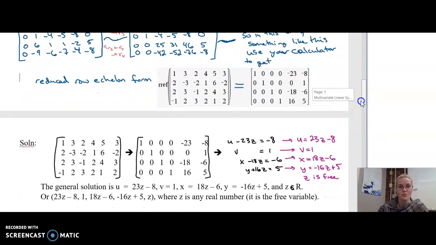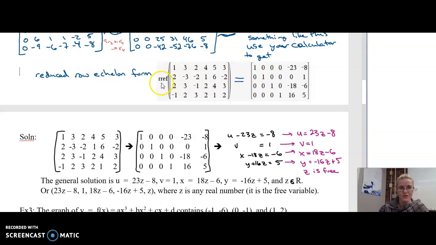And so let's interpret. What does this mean? If we use our calculator, reduced row echelon form, and we get it looking like this, then again, this stood for u, v, x, y, and z. These are all the coefficients, right? So equals constant. So I'm going to have u minus 23z equals negative 8. This is telling me v is 1. This is telling me that x minus 18z equals negative 6. This row here is telling me y plus 16z equals 5.